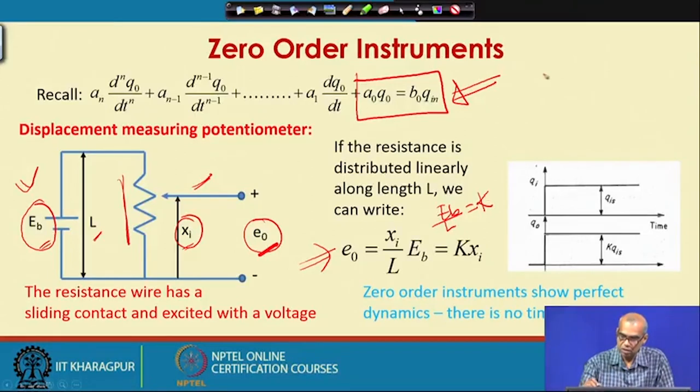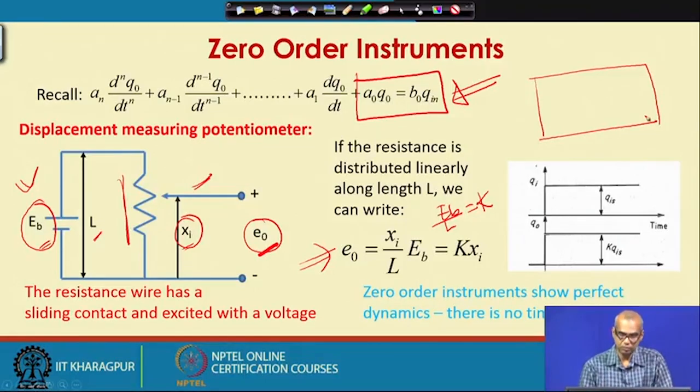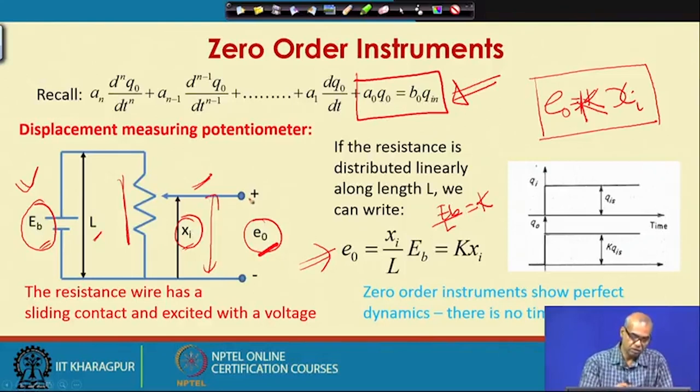So, the zero order displacement measuring potentiometer assumes the model equation as output equal to static sensitivity K times X_i, which is the input. Note that this is a sliding contact, so it can go up, come down, accordingly X_i will change, accordingly output voltage will change, and output voltage is E_B by L times X_i, and E_B by L is the static sensitivity K.